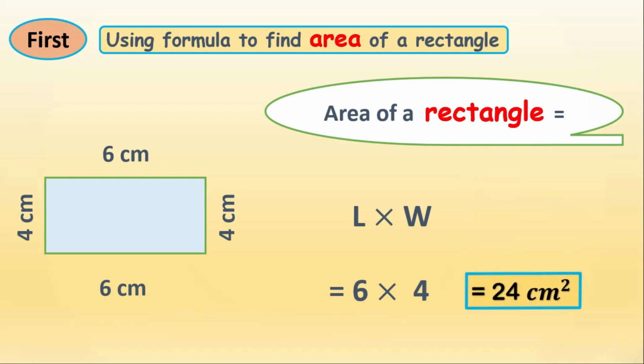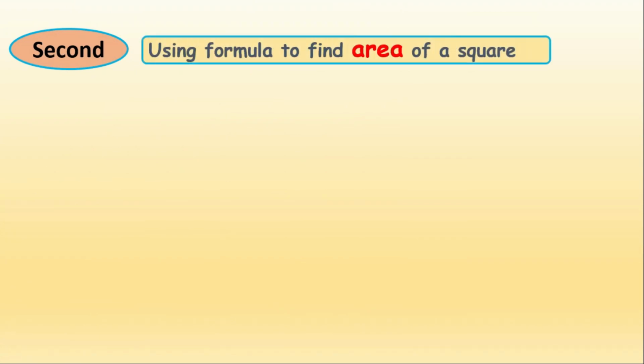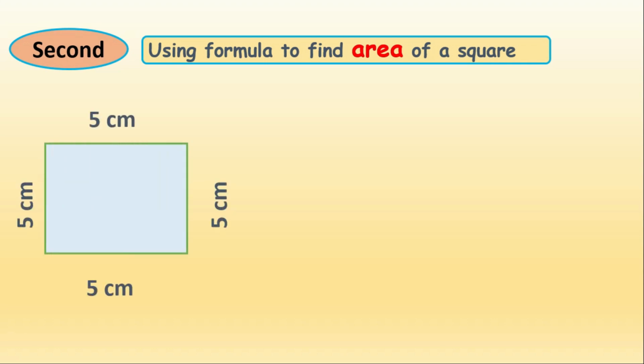Okay, the next, using a formula to find the area of a square. It's very similar to the area of a rectangle. Here we have a square, each side length equals 5, 4 sides are equal, so each one equals 5 centimeter, and we want to find the area. Length times the width. Suppose it's a rectangle, so multiply length times width. So 5 times 5, because two sides are equal.